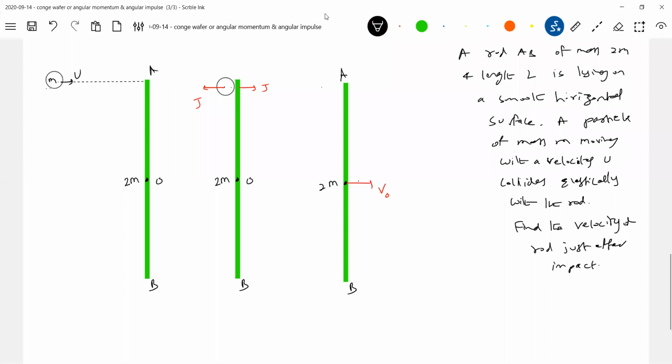This is the end of the rod. Then J into L by 2, an angular impulse, is set up. So this is L by 2 and this is J. So L by 2 and J. How is the angular impulse acting? Clockwise. Therefore the rod will acquire an angular velocity omega naught.